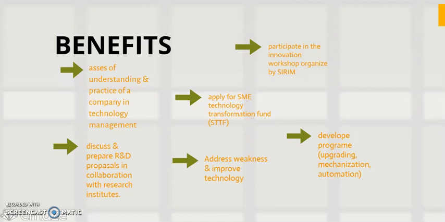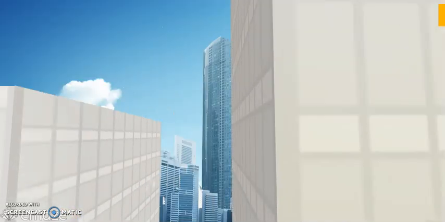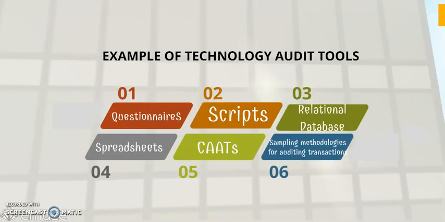Fifth is to participate in the innovation workshop organized by SIRIM. And the last is to apply for the SME Technology Transformation Fund, STTPF, which is a soft loan for technology upgrading through working capital and investment. Here are some examples: questionnaire, script, relational database, spreadsheet, CAATs, and sampling methodologies for auditing transactions.